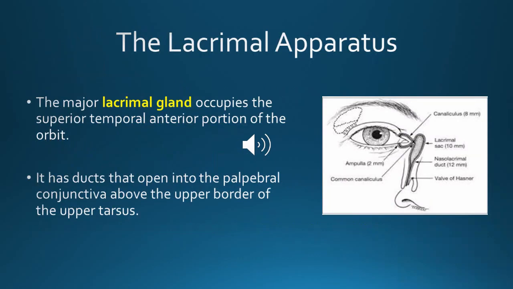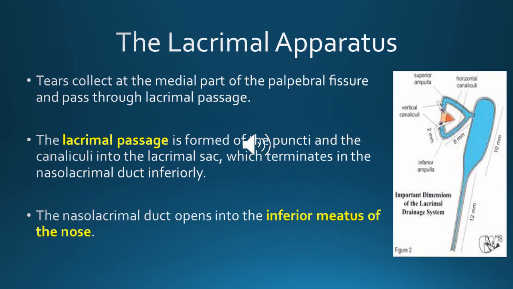The production of the watery layer of the tear film is mainly from the lacrimal gland, which occupies the superior-temporal part of the orbit. It has ducts that open into the palpebral conjunctiva above the upper border of the upper tarsus. The lacrimal apparatus drains the tear film. Tears collect at the medial part of the palpebral fissure and pass through the lacrimal passage.